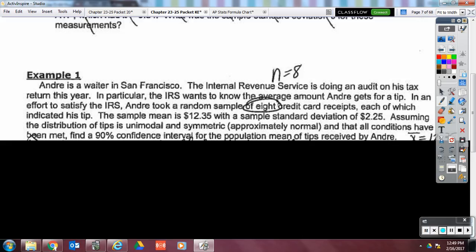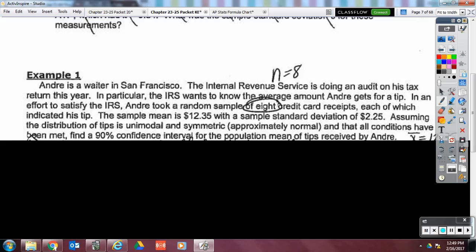So here we go. Andre is a waiter in San Francisco. The Internal Revenue Service is doing an audit on his tax return this year. You know, tax season's coming up. In particular, the IRS wants to know the average amount Andre gets for a tip. In an effort to satisfy the IRS, Andre took a random sample of 8 credit card receipts, each of which indicated his tip.